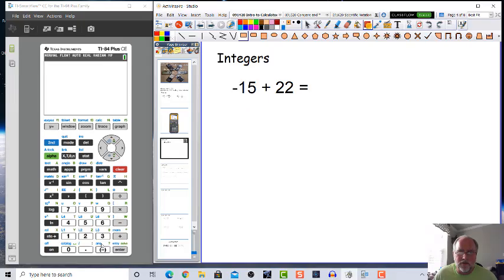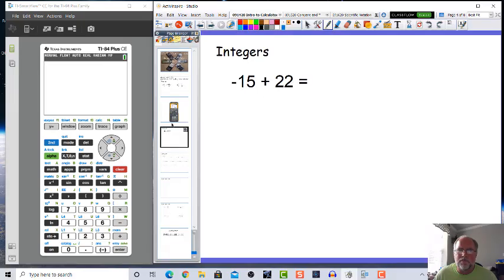Okay, and if you will look down here to the bottom of the calculator, that is our negative key. And we're going to type this problem in exactly the way we say it. So we would say this one is negative 15 plus 22. And that's exactly how we're going to type this in. Okay, so we'll come over here and we'll type in negative 15, okay, plus 22.